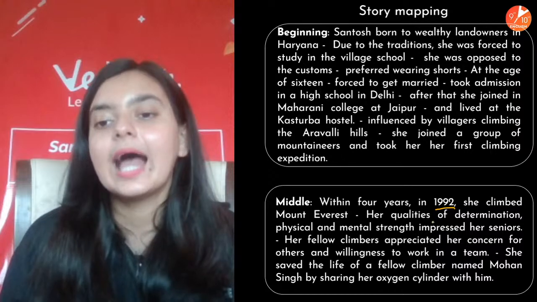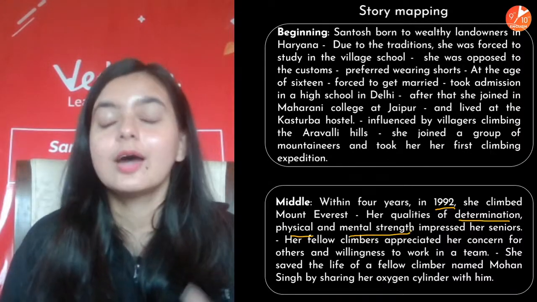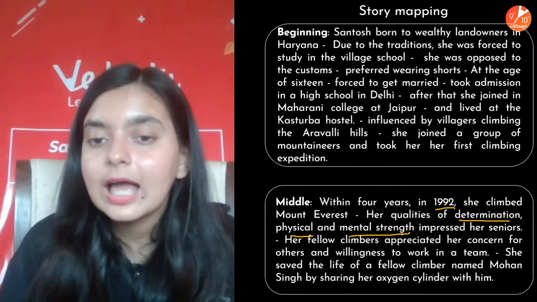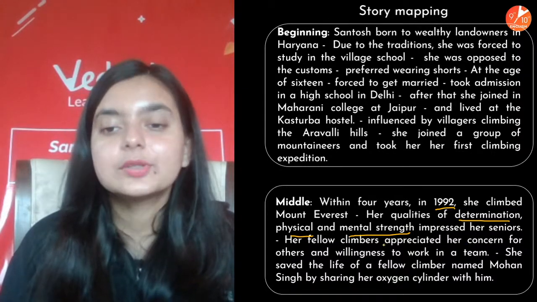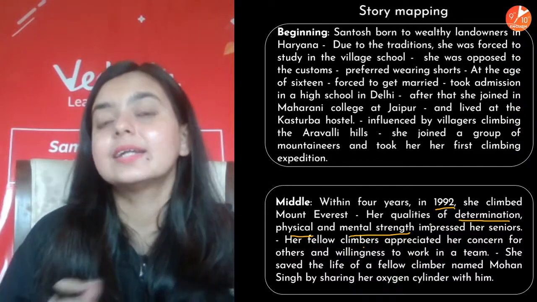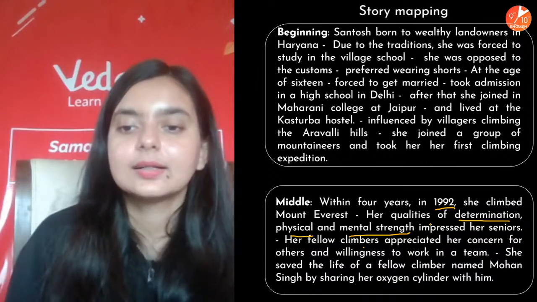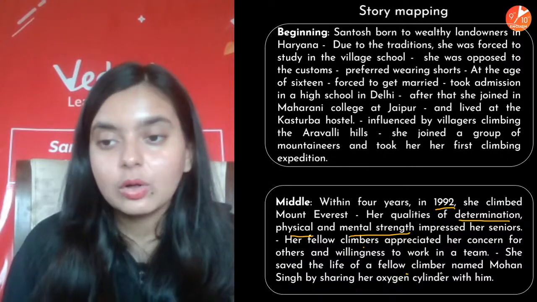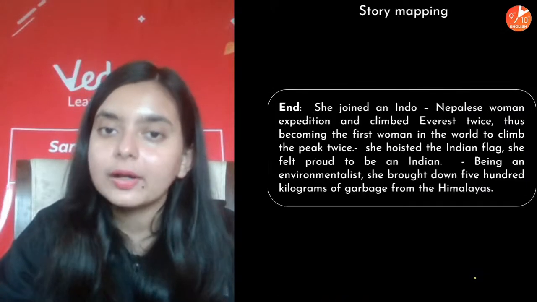And what do we see? Her qualities of determination, physical and mental strength. So her endurance, her strength, both physical as well as mental. And also, not just that, she also helped her fellow climbers. She had concern for her fellow climbers, and she saved the life of a fellow climber named Mohan Singh by sharing her oxygen cylinder. That is also important.